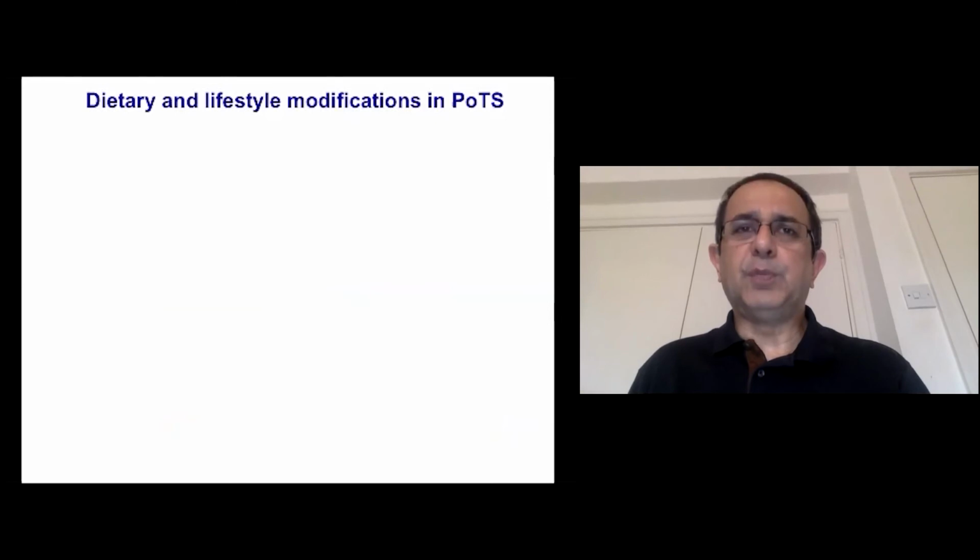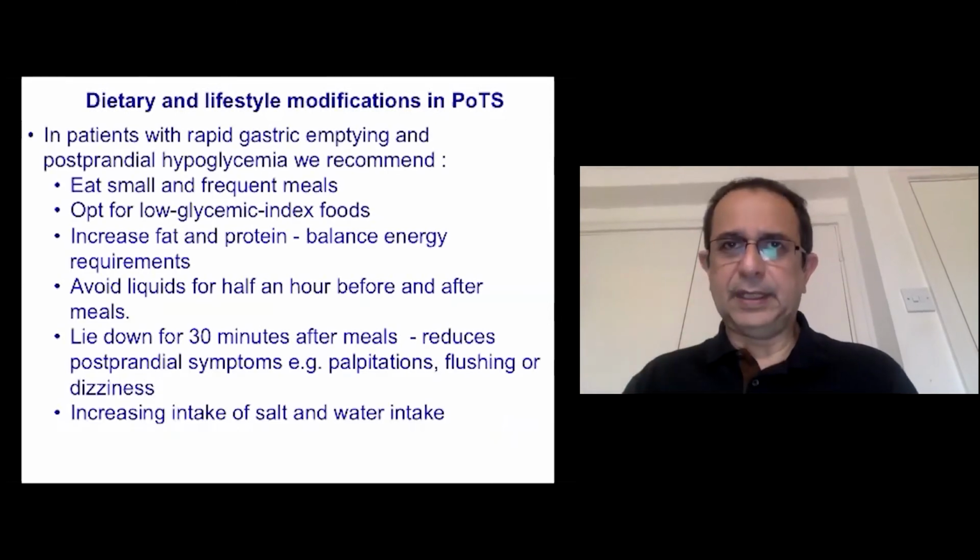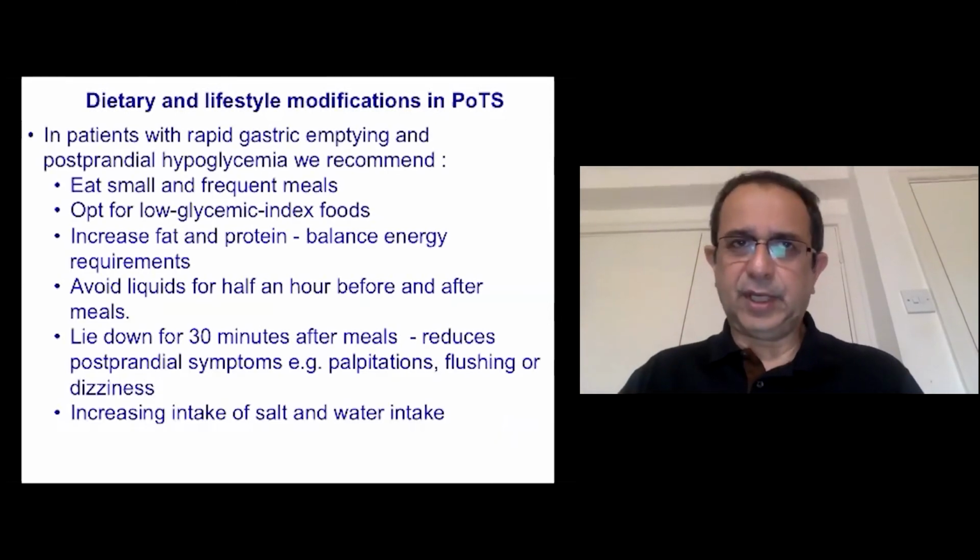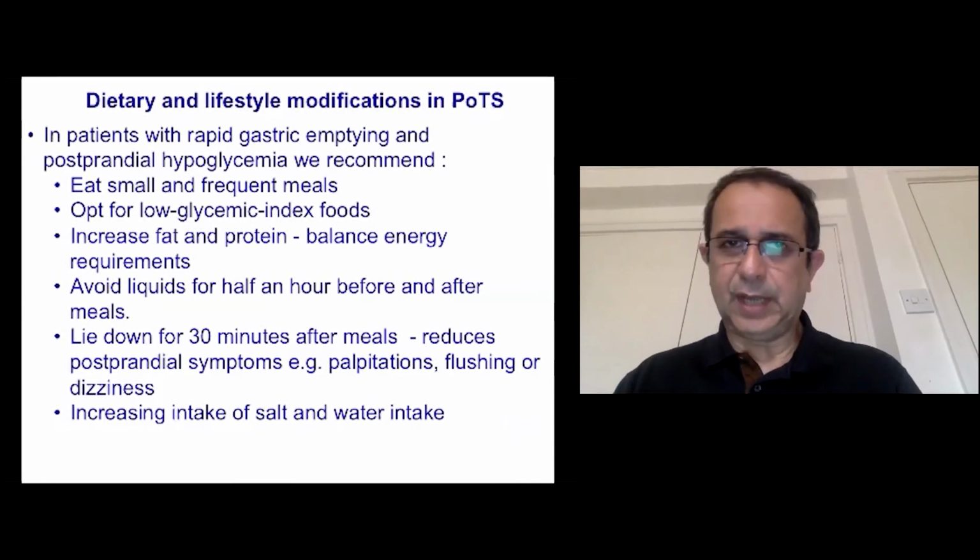In patients with POTS, we often advise lifestyle and dietary modification, especially those who have more rapid gastric emptying and develop this post-meal hypoglycemia, which means their blood sugar drops. This can happen as a response to rapid emptying of the stomach into the small bowel, and then the blood sugar goes up quickly. That causes a sudden rise in insulin, which then causes the blood sugar to fall back down again, and it can overcompensate, and you can get a low blood sugar.